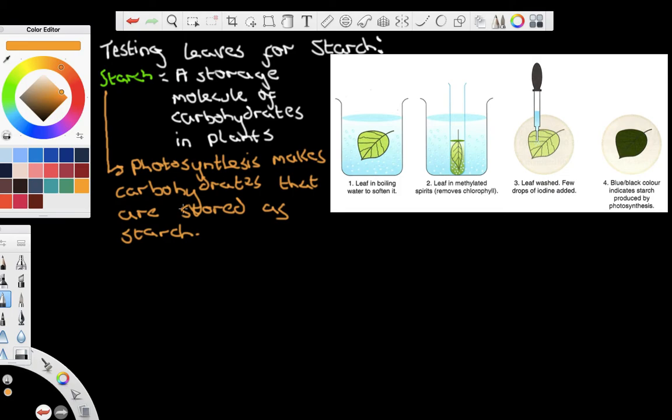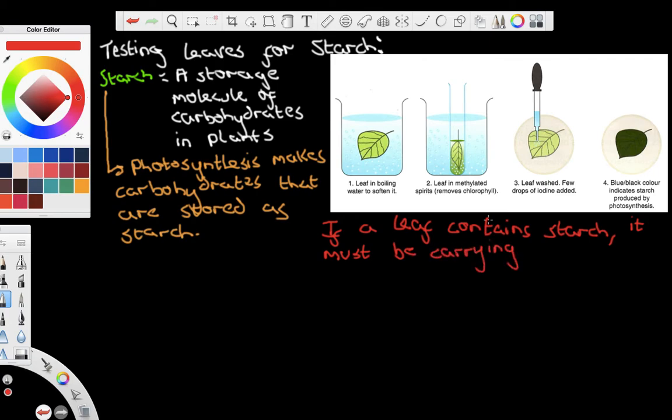Okay? Therefore, we can say from this that if a leaf contains starch, then it has been carrying out photosynthesis. It has to do photosynthesis to get the starch. So we can say that if, I'm going to write it here, if a leaf contains starch, comma, it must be carrying out photosynthesis.